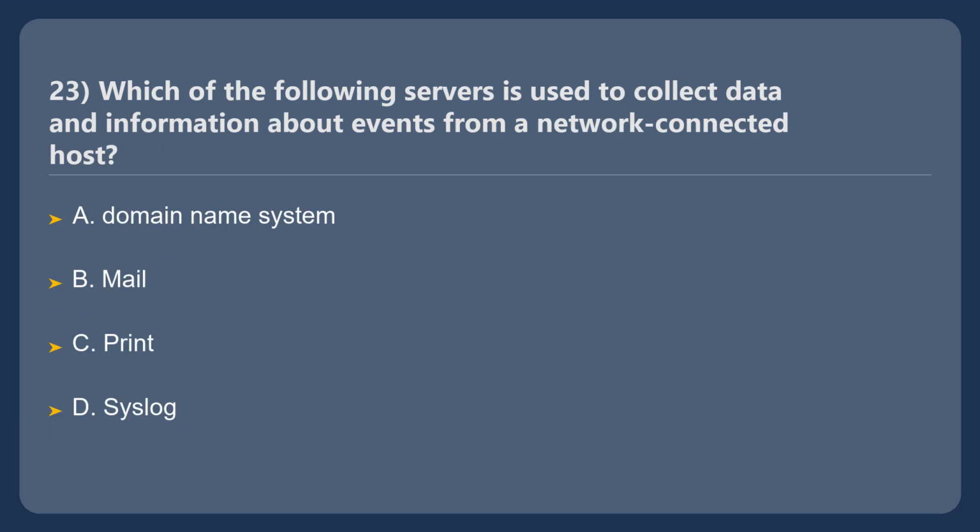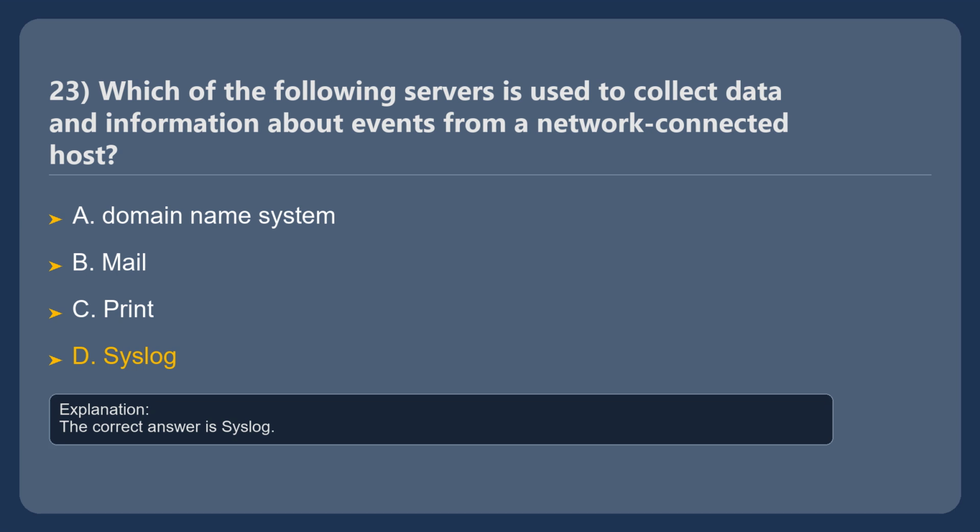Question 23. Which of the following servers is used to collect data and information about events from a network-connected host? Option A, domain name system. Option B, mail. Option C, print. Option D, syslog. The correct answer is option D, syslog.